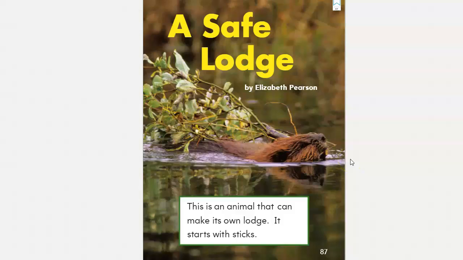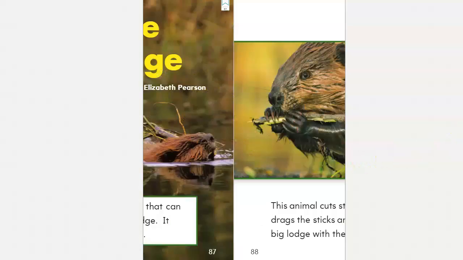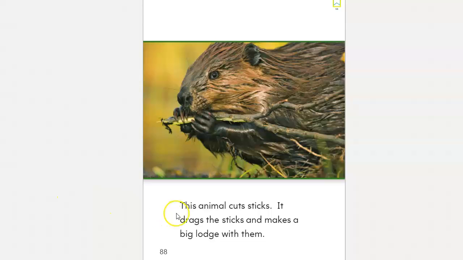Now, a lodge can be a little place to stay. So, almost like a little home this beaver is going to make. This animal cuts sticks. It drags the sticks and makes a big lodge with them. Notice how when we say the word lodge, we can hear the soft D-G-E, J sound.